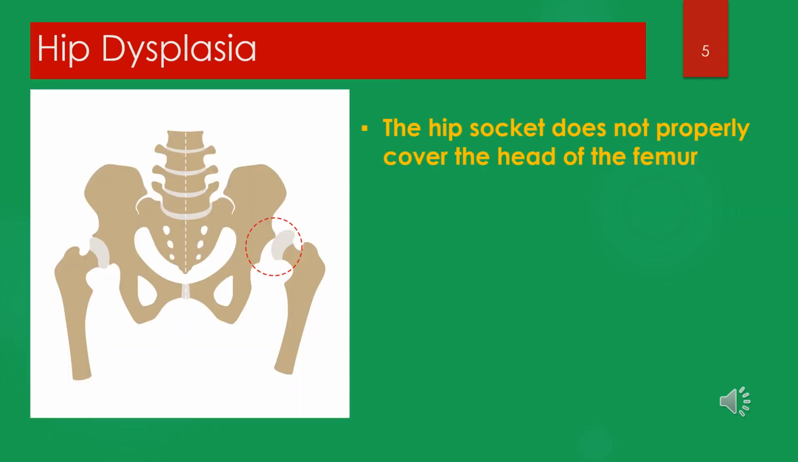Hip dysplasia is a condition where the rim of the hip socket does not properly cover the femoral head. This is usually a congenital condition.